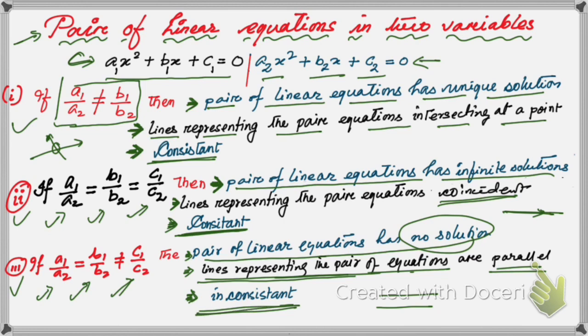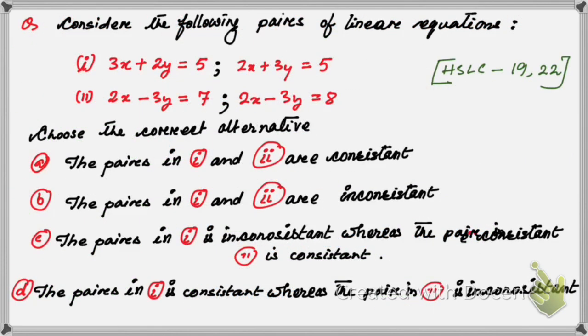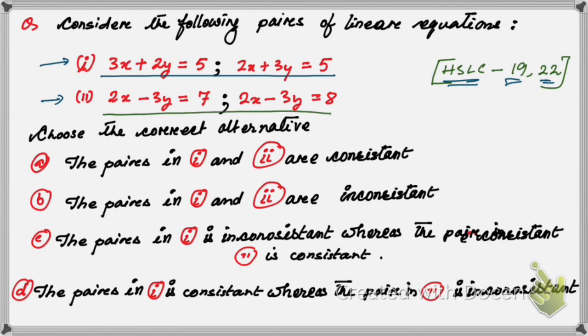So now, based on these three conditions, MCQ questions are generally asked, right? So now let us solve previous years' MCQs which were asked in the HSLC exam. Now let us solve this question. This question was asked in the 2019 and 2020 HSLC exam. So here you see we have two pairs of linear equations. This is the first pair and this is the second pair, right?